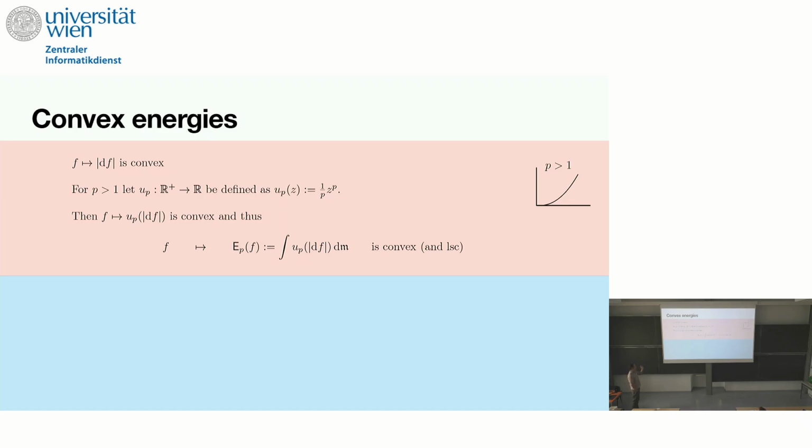Pick p bigger than 1, say strictly bigger, and notice that the map that takes a smooth function f and returns the modulus of the differential at any given point is a convex function, for trivial reasons, because we have the triangle inequality on the dual of the tangent, if you want. Then you post-compose this function with this convex and increasing function z to the p over p, whose graph is depicted over there, and the resulting composition is convex. Because of that, whenever you integrate this, you get a convex function that is lower semi-continuous once you properly define things in the non-smooth category.